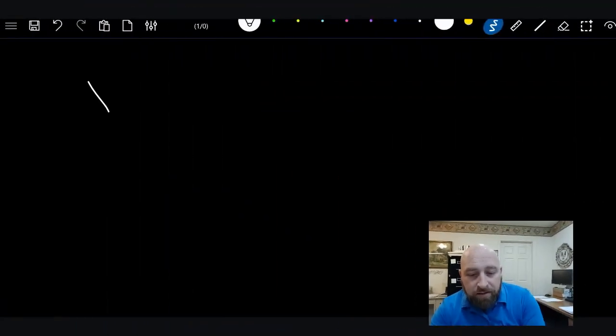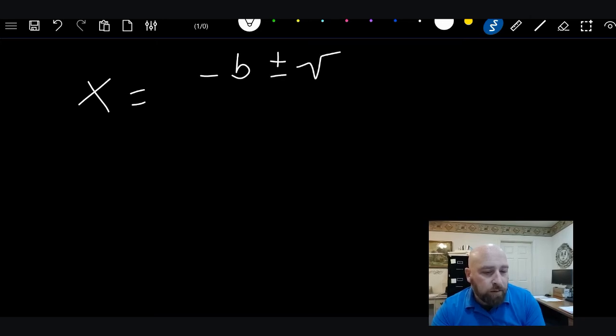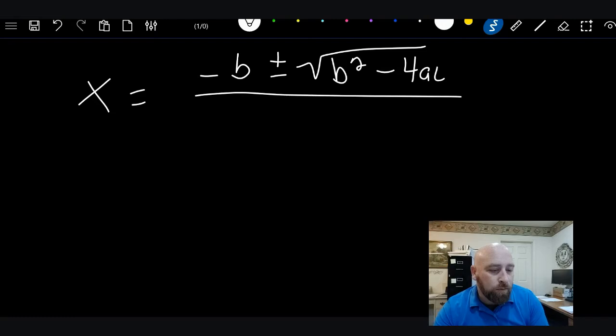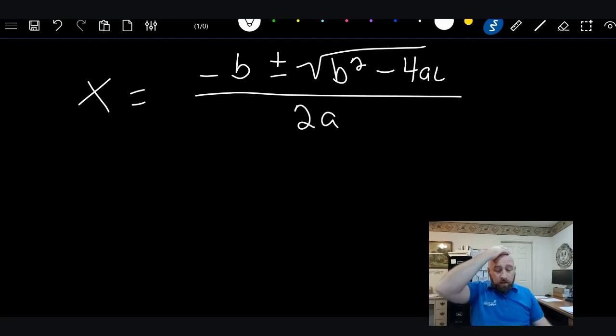Here's what you need to know. You need to know that x equals negative b plus minus the square root of b squared minus 4ac over 2a. And that is the quadratic formula right there. So you need to memorize that. That is one of those things that if you don't know it, you can't solve it. Okay, you can't answer the question because you don't know the formula that you need to solve the question with.